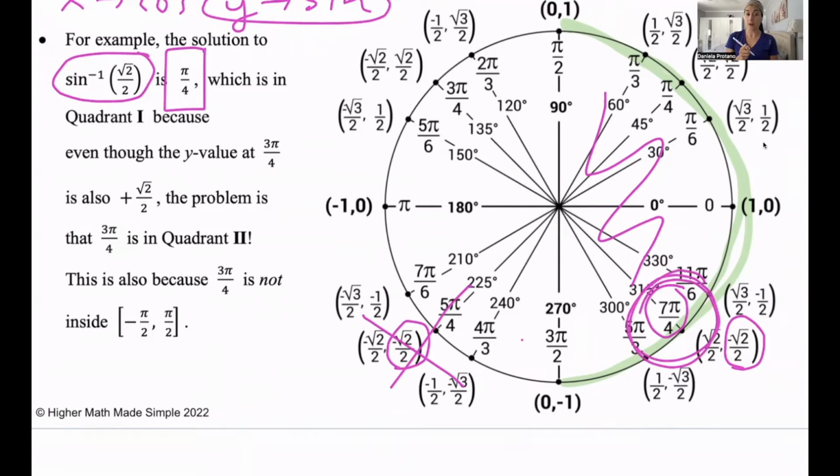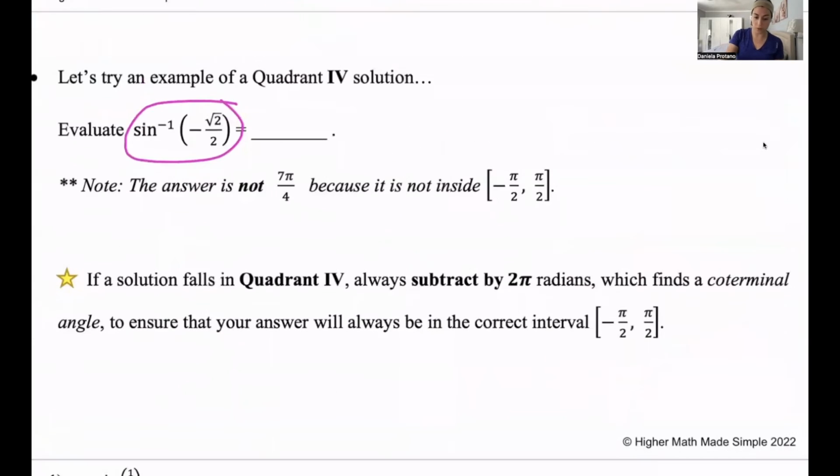You would get half credit. That is not correct because 7 pi over 4 is not between negative pi over 2 and positive pi over 2, right? So again, if people did this, 7 pi over 4, that is not correct. So how do we find a coterminal angle that is between negative pi over 2 and positive pi over 2?